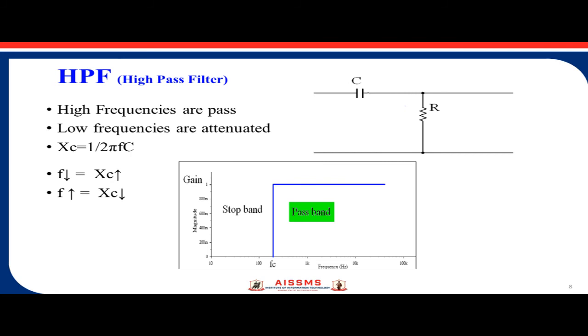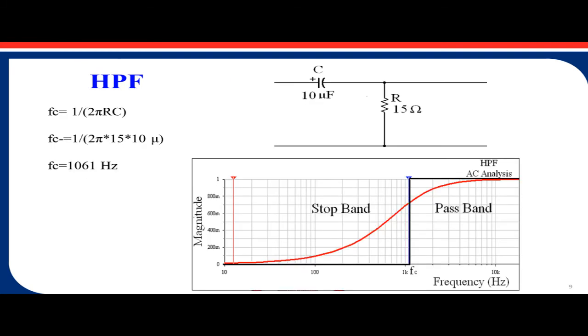As input frequency decreases, value of Xc will increase and hence Xc will provide resistance to the input frequencies, whereas if input frequencies are increasing, then the value of Xc, that is impedance offered by the capacitor, will decrease. This is the ideal response for high pass filter. This is the practical response for high pass filter.